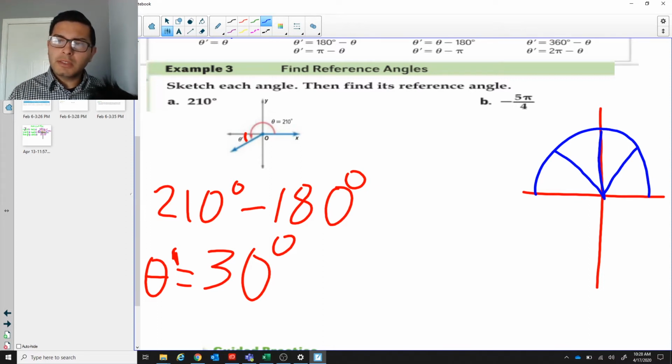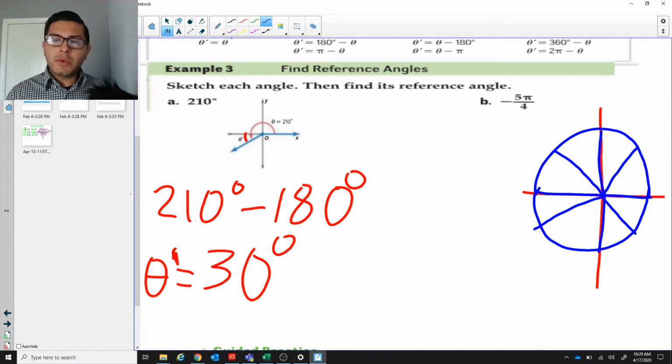We have 4 pieces, which means that if we have a whole circle, that is also going to be divided into 4 pieces as well. So look at this. We have a circle that's divided into 8 pieces. We know that because pi is being divided into 4, or half the circle is being divided into 4. Now, what does 5 mean? Well, 5 means that you have 5 slices of this pi over 4 thing, and it's going in the negative direction. 1, 2, 3, 4, 5 of these things. Look at that. We have graphed our angle.